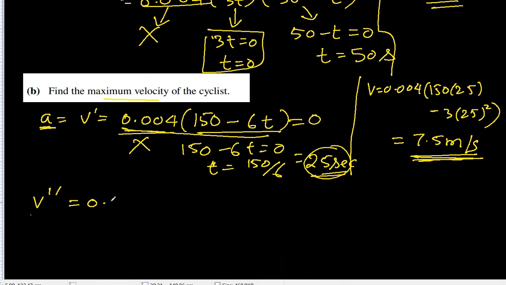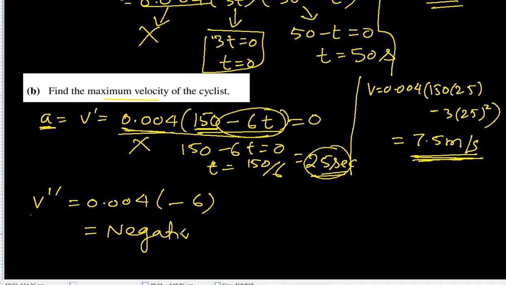So 0.004 remains what it is. 150, the differentiation will be 0, so we will not write it. Just the differentiation of this will be minus 6, and we can clearly see that it is coming out to be negative. And whenever the second derivative is negative, it is a maximum value. So it is a maximum velocity, confirmed.